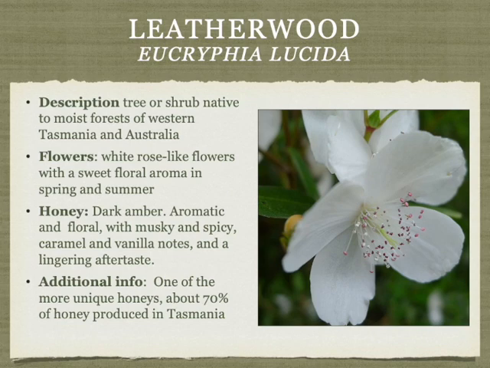Leatherwood is probably one of the most unique honeys that I've ever tasted. I remember the first time I tried this, I was just very surprised and impressed with this honey. These words and descriptions really do not do it justice, given how complex it is. It's a dark amber honey: aromatic, floral, musky, spicy, caramel, vanilla, woody, with a long lingering aftertaste. It's not commonly available here in the U.S. You really have to seek it out. It's produced in Tasmania and Australia.